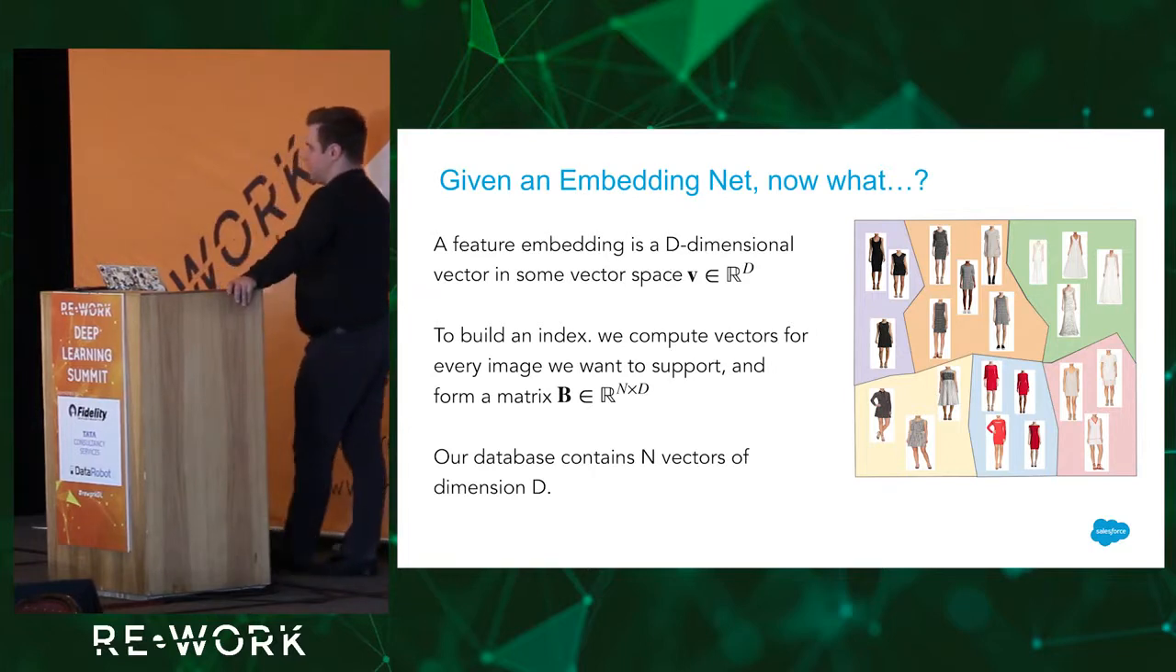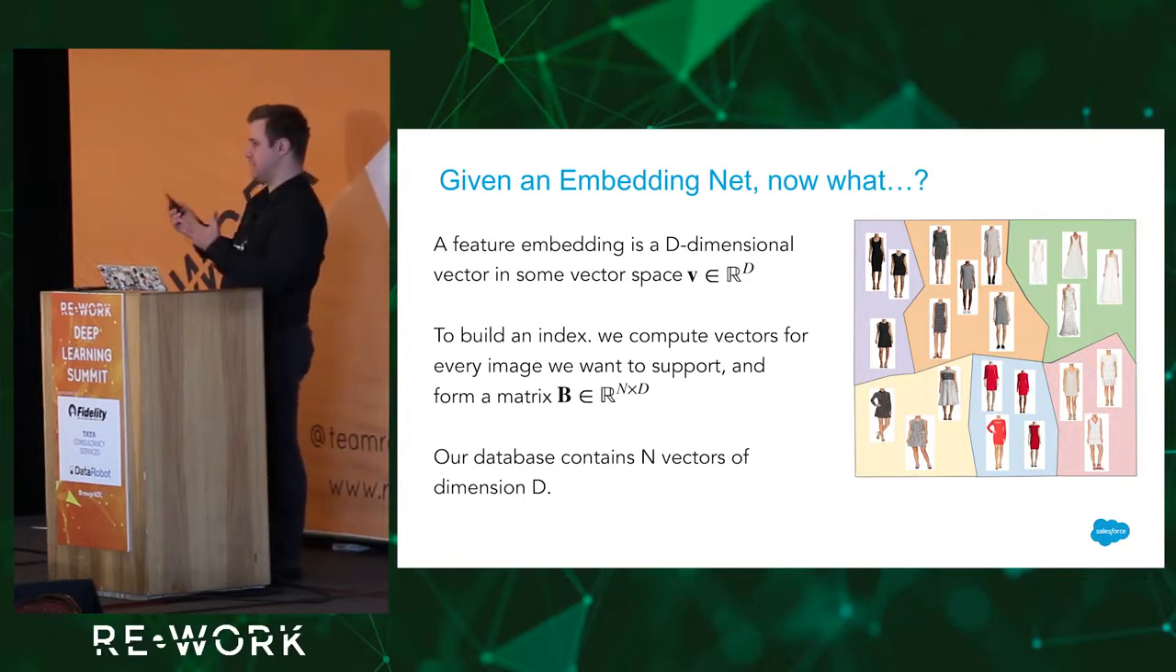Once you have the net, the rest is engineering, but it's non-trivial. You have a network. It produces a feature embedding, okay, which is a vector for a given image.